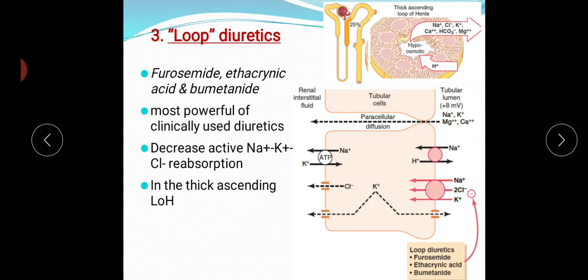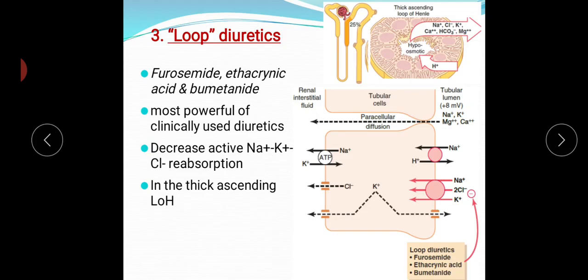Now going to the next group of diuretics, the loop diuretics. As the name suggests, loop here means the loop of Henle. These loop diuretics are acting at the thick ascending limb of the loop of Henle. About the loop of Henle, that means the descending portion and the ascending portion. The descending thin portion is permeable to water but not to solute, but the ascending portion of the loop of Henle is highly permeable to solute but not to water. It is water impermeable but highly permeable to the solutes.